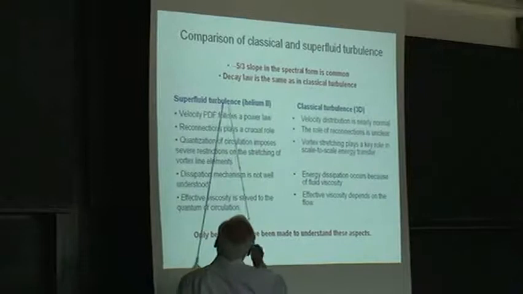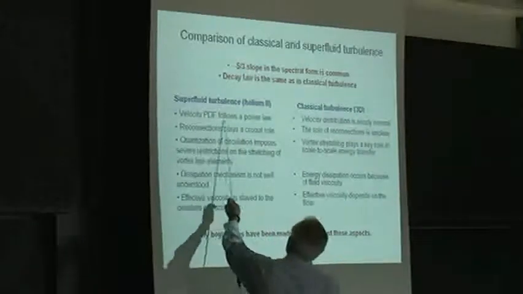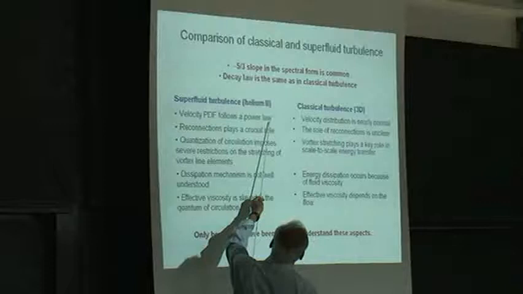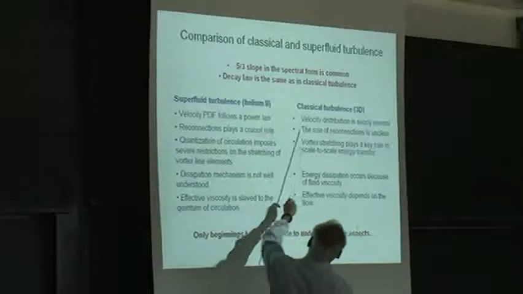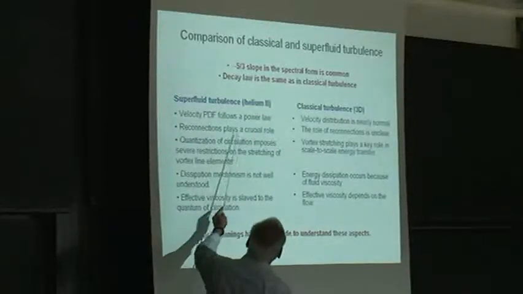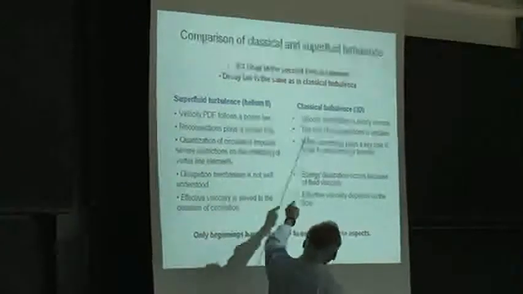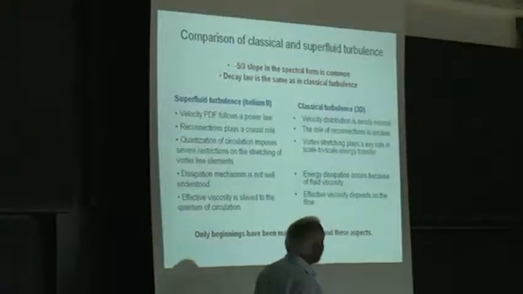And here is a list of things on superfluid turbulence and classical turbulence. The velocity PDF follows a power law here, in fact, towards the tail. And here it is nearly normal. Reconnections certainly play a crucial role because the power law is associated with reconnections. Here it is not completely clear to me.